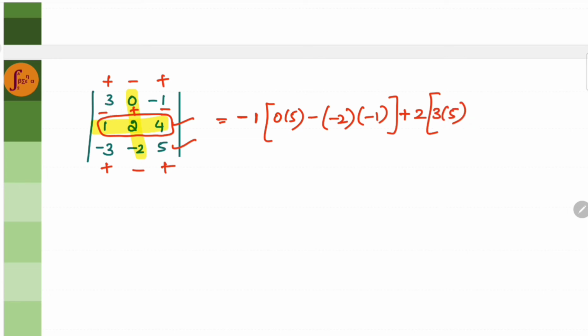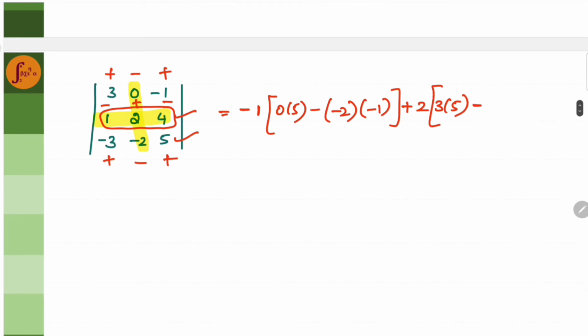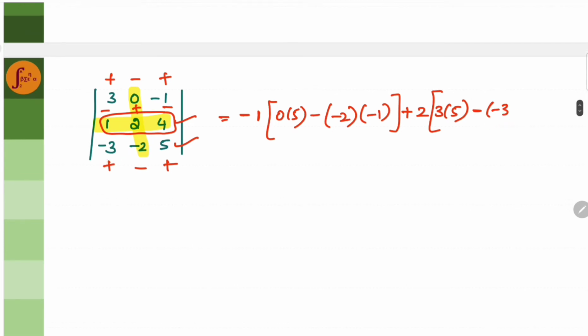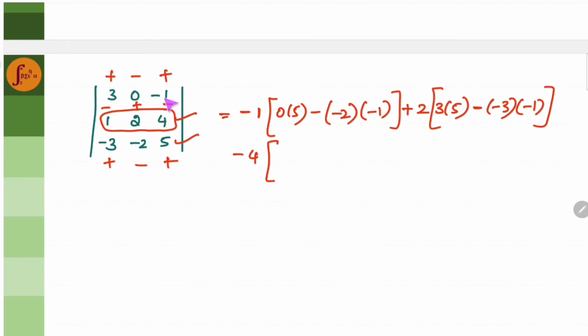3 into 5, and then minus 3 into minus 1. Now let's go to the third element. Third element is minus 4. For the third element, we'll have to ignore the column in which this third element is there and the row. So what are we left with? We are left with 3, 0, minus 3, minus 2.